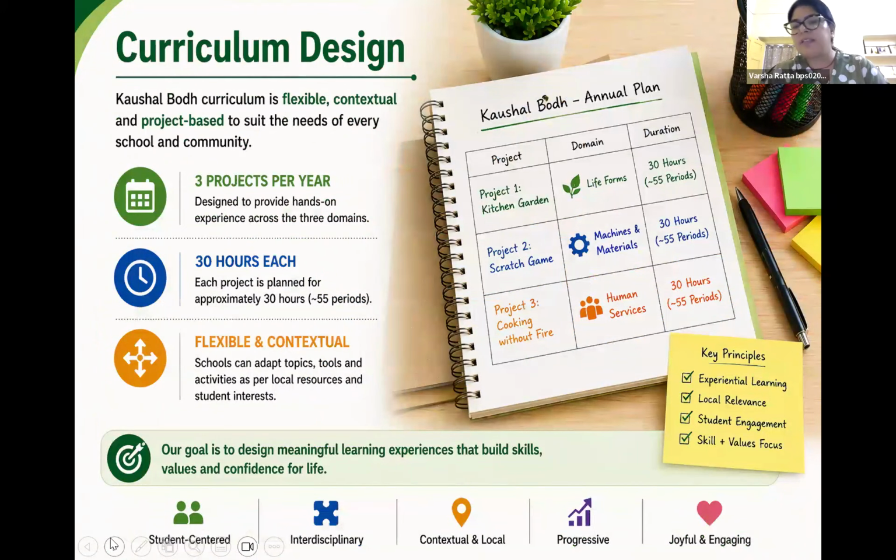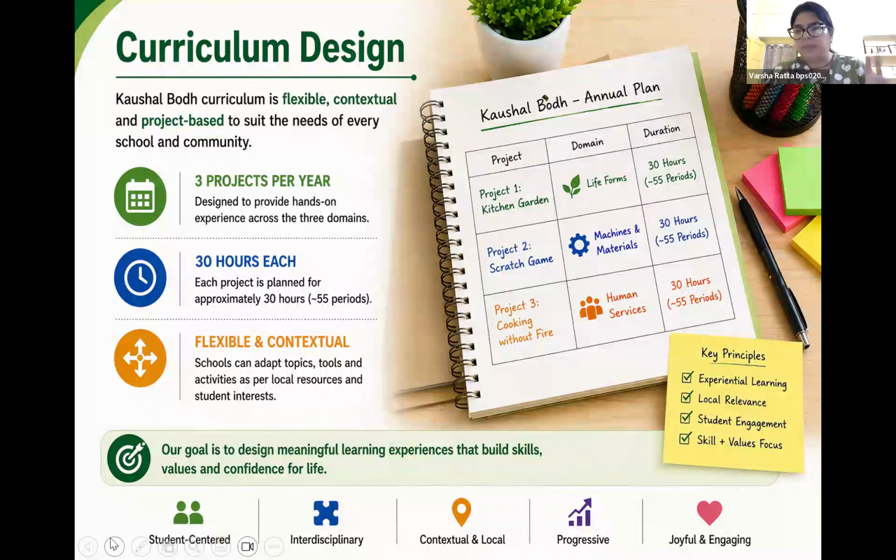Moving ahead, हम curriculum design कैसे करेंगे? This is very, very important for the schools to implement and teachers to know. First of all, I told you that Kaushal Bodh curriculum is flexible. Flexible है. किताब में जो project दिए हैं या जो आज हम discuss करने वाले, it's not only that. You can design your own project, but based on all these 3 domains that have been given to you, right? There has to be 3 domains. That is a mandate.